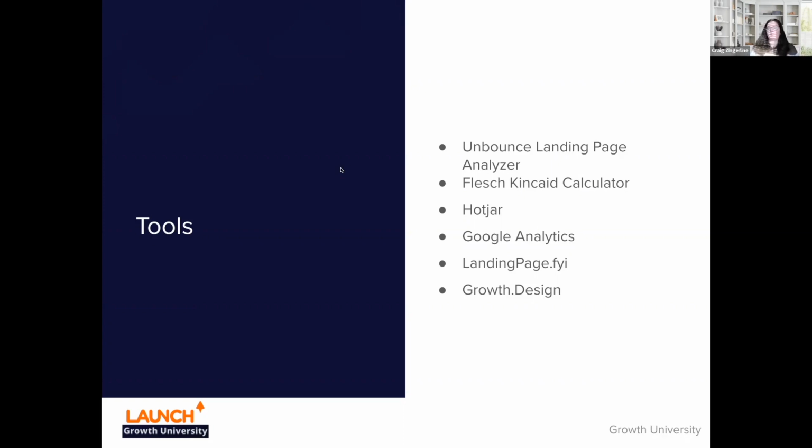Hotjar is one of my favorite free tools. They also have paid tiers, but what it does is it allows you to look at a certain amount of user sessions on your landing page or on your website and see what people are doing. So are people scrolling past the first scroll? You can also see specific user sessions.